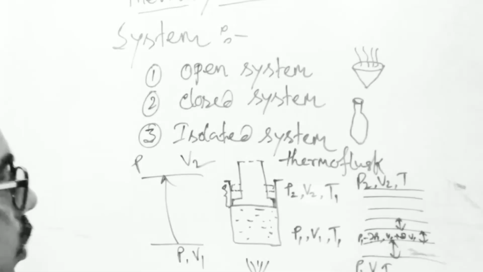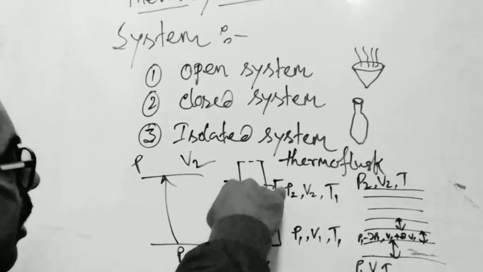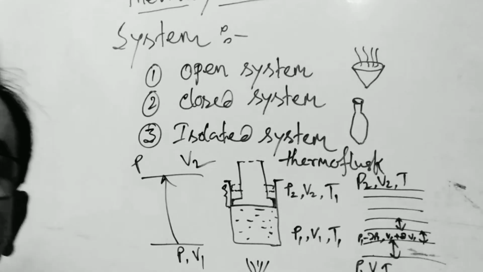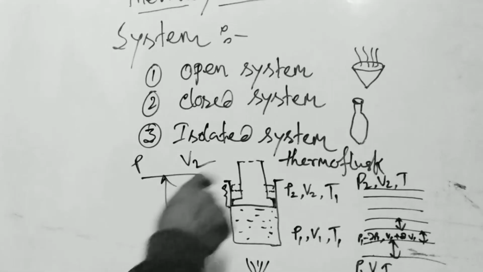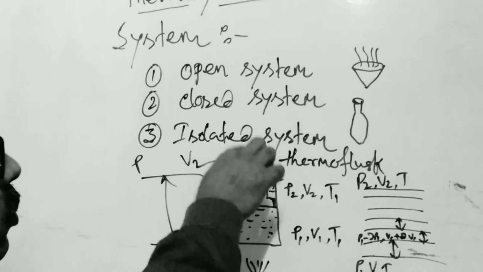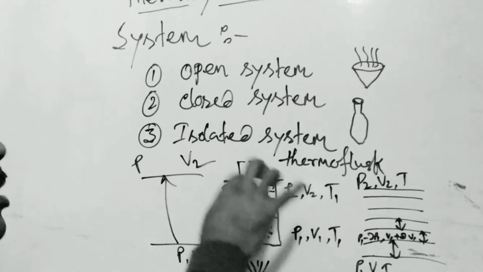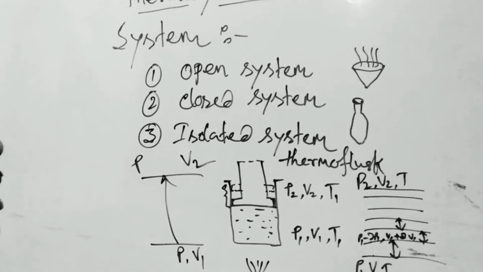So we can compress the piston suddenly with an external pressure of P, or we can change the position of the piston by dividing it into small steps. The total change is divided into small steps, and that type of change is called a reversible change.